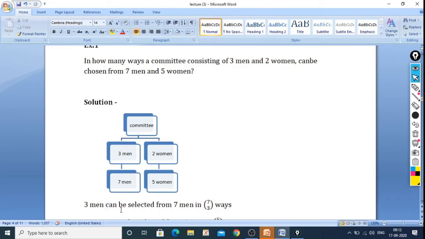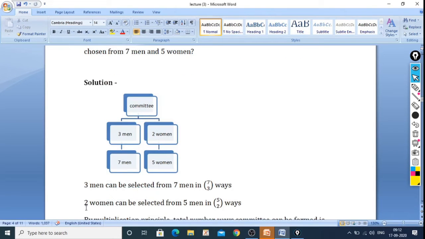So 3 men can be selected from 7 men in nCr, so n is equal to 7, r is equal to 3. So it is 7C3 ways. We want 2 women. That 2 women will come from 5 women. So 2 women can be selected from 5 women in 5C2 ways. That is here n is equal to 5 and r is equal to 2. So it is 5C2 ways.